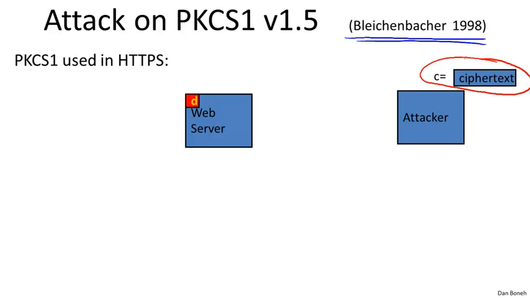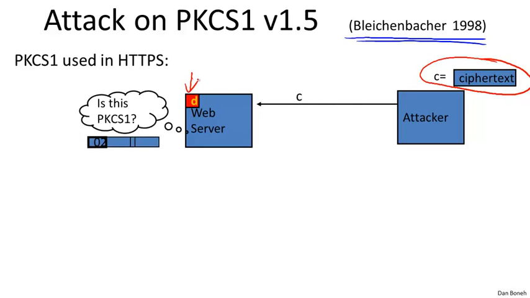We're going to simplify SSL and just say that the attacker can basically send the ciphertext directly to the web server. The web server is going to try and decrypt the ciphertext using its secret key. And then what is it going to do? Well, the first thing it does after decryption is ask, is the decryption of the ciphertext PKCS1 encoded?